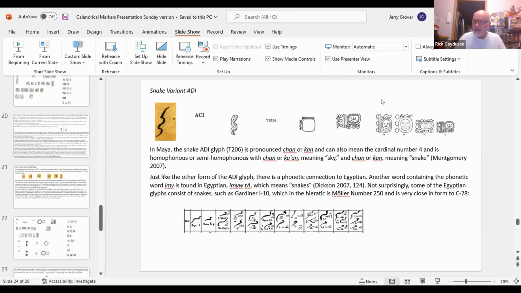Does that make sense? And yeah, so that's what I'm saying is happening here in the day names. It looks like some of them seem to have incorporated the Egyptian, the underlying meaning, but really nothing phonetically.